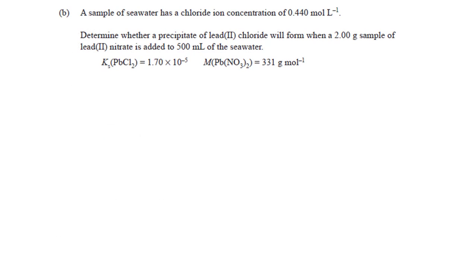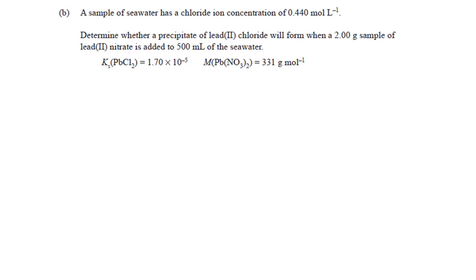Part B of the question states, a sample of seawater has a chloride ion concentration of 0.440 moles per litre. Determine whether a precipitate of lead chloride will form when a 2 gram sample of lead nitrate is added to 500 mL of the seawater. And the Ks of lead chloride is given again, which is 1.7 times 10 to the negative 5, and the molar mass of lead nitrate is 331 grams per mole.